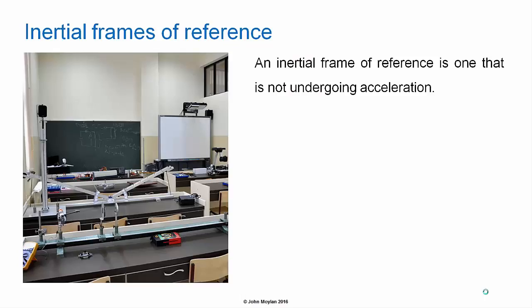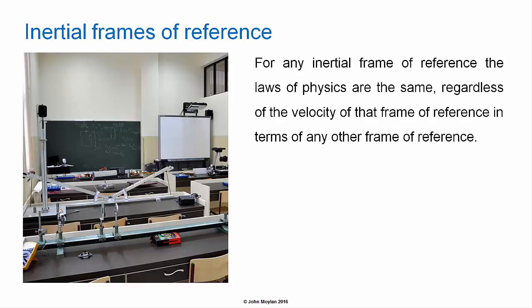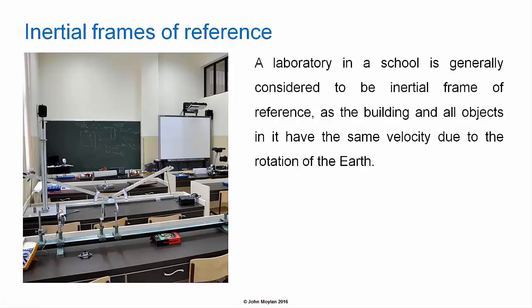Inertial frames of reference. An inertial frame of reference is one that is not undergoing acceleration. For any inertial frame of reference, the laws of physics are the same, regardless of the velocity of the frame of reference in terms of any other frame of reference. A laboratory in a school is generally considered to be an inertial frame of reference, as the building and all objects in it have the same velocity due to the rotation of the Earth.